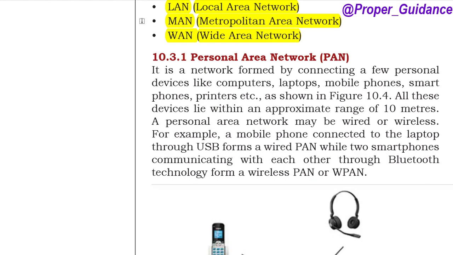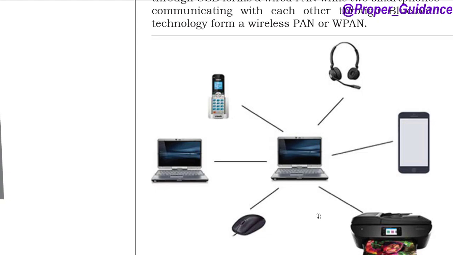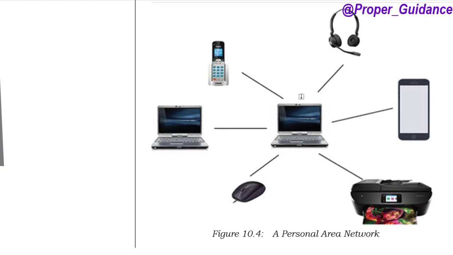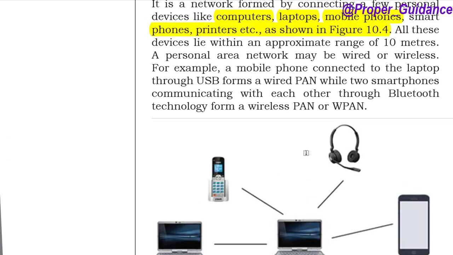First one, personal area network, PAN. As the name implies, it is a network formed by connecting a few personal devices like computers, laptops, mobile phones, smartphones, printers, etc., as shown in figure 10.4. Here is a picture you can see, and here is a printer, a computer, two laptops, a smartphone, a mobile phone, an audio device, all these things are there. All these devices lie within an approximate range of 10 meters.